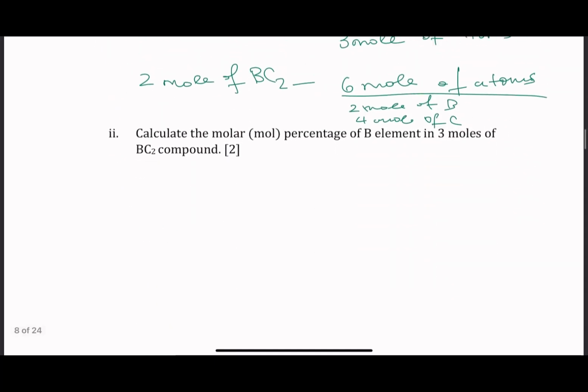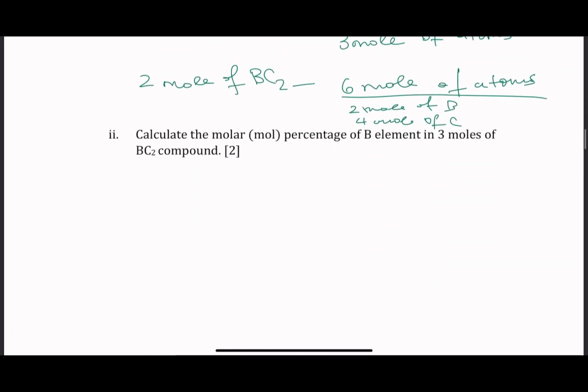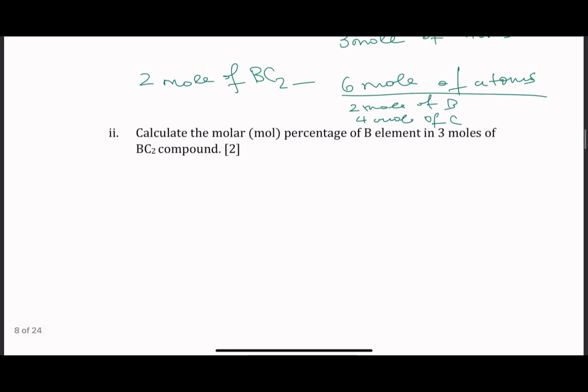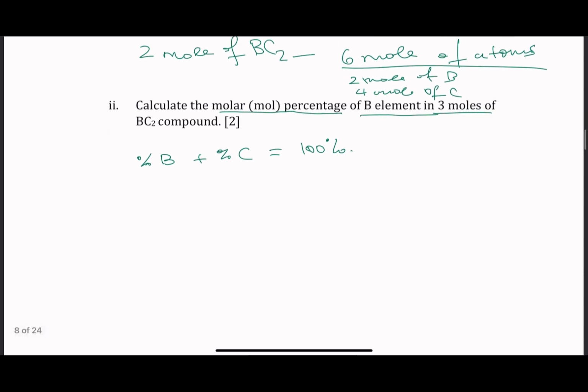Okay, now calculate the molar percentage of B element. Again, the molar percentage. So it would be the molar percentage of B and then the percentage of C. They add up to 100%. Okay, so it's telling you about 3 moles of BC2 compound.